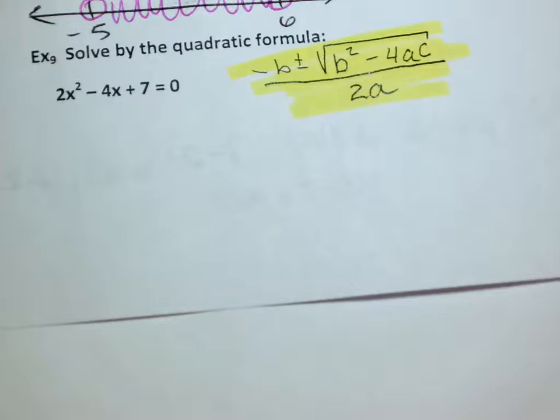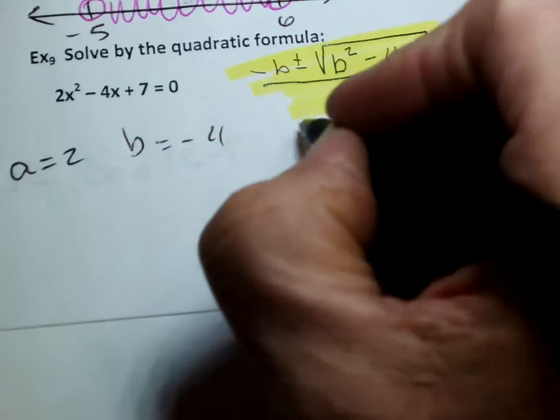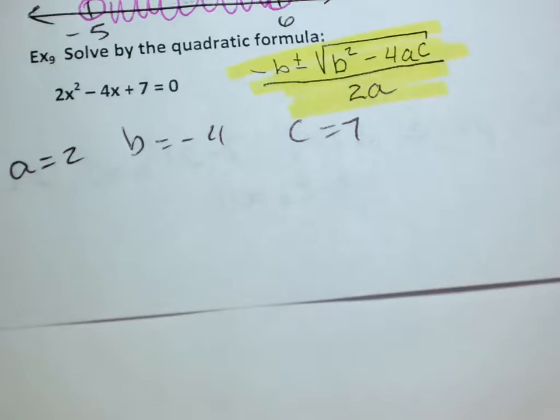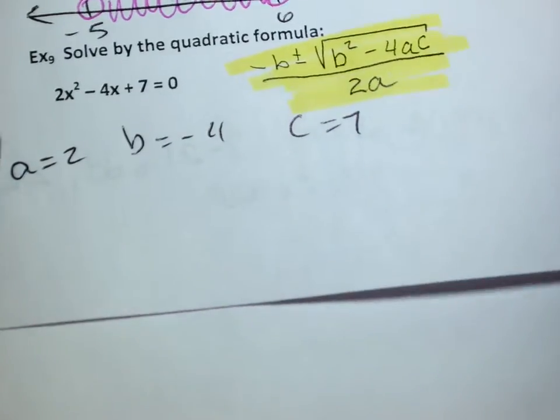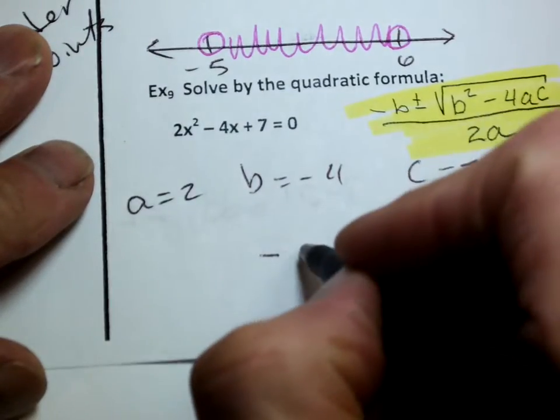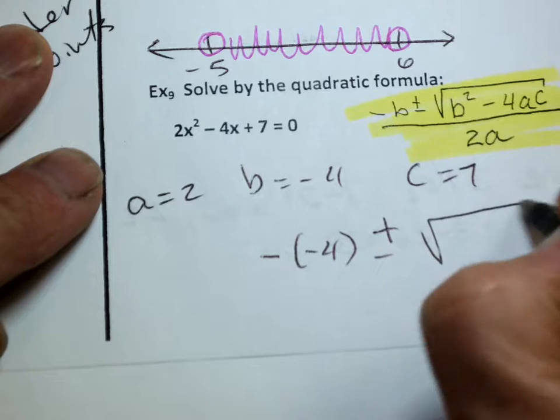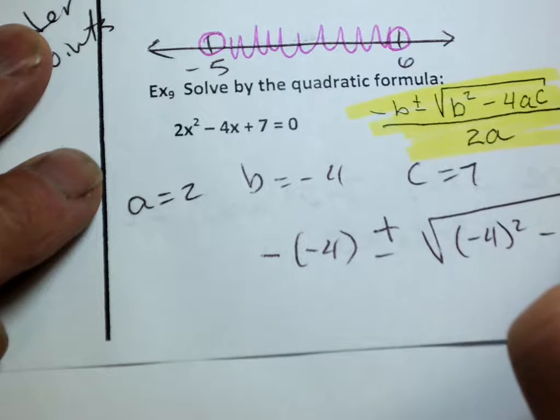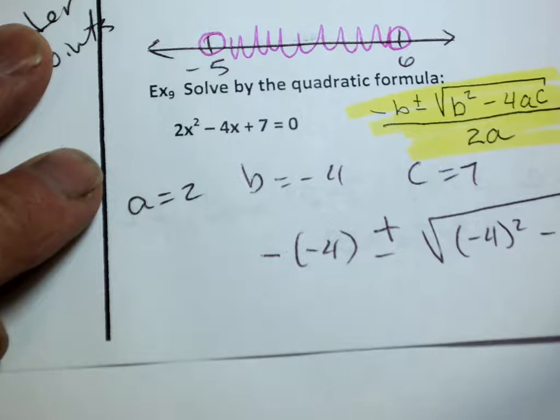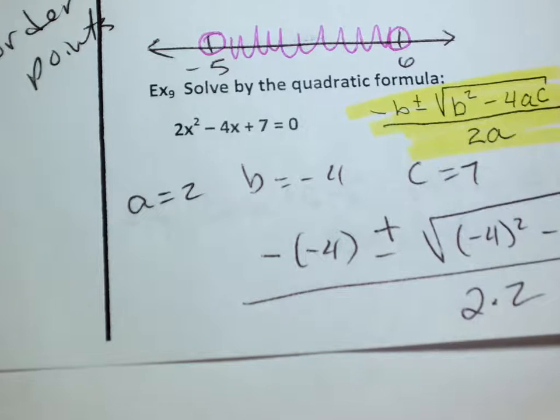Before I do the quadratic formula, let's write down what a is. a is 2, b is -4, and c is 7, okay? You need to do it by the quadratic formula. I'm going to be checking for the work. So you ready? Here we go. -b, so that's -(-4), plus or minus the square root of b squared, which is (-4) squared, minus 4 times a, which is 2, times c, which is 7, all over 2a, which is 2 times 2. Okay, I'll let you catch up. So just plug in the numbers into the quadratic formula, okay?